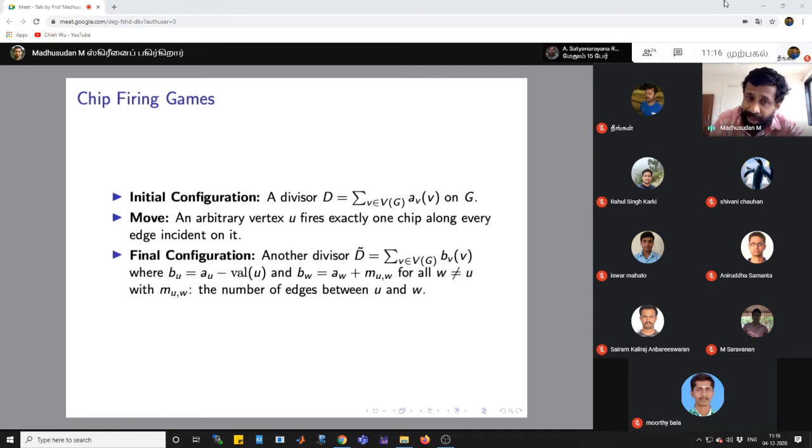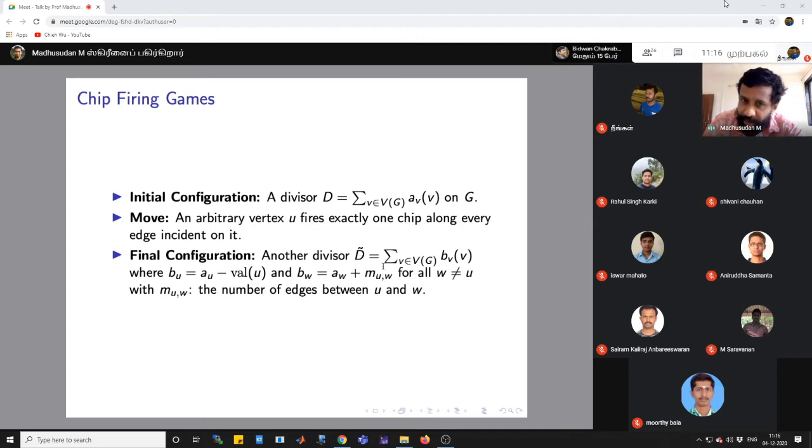And then what happens after that? So the game moves to a new configuration, where the chips are updated accordingly. So this vertex U fires, so it loses some chips, and some other vertices that are connected to it by edges will gain some chips. So the system is updated accordingly.